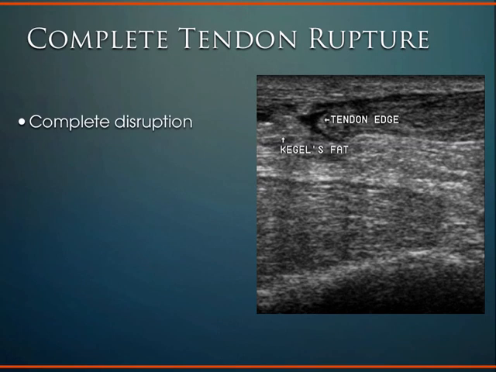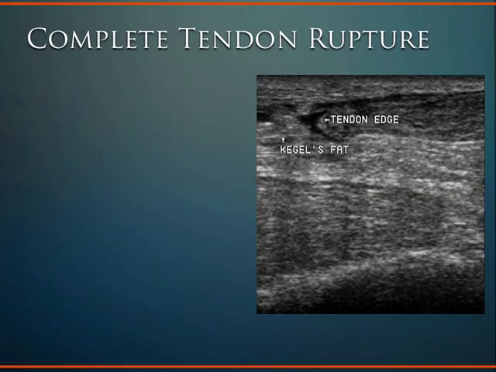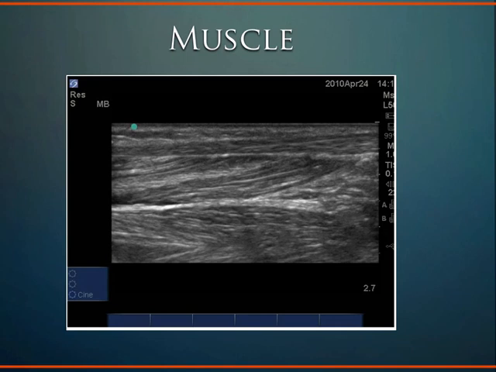Then complete tear, basically what you can see on this image here is this is the leading edge of the tendon, should be connecting to this part of the tendon, but there's obviously disruption there, retraction of the tendon, localized fluid collection, and if you were to take that through range of motion, you would basically see that tendon stub basically retract, and you can see that dynamically. So that can be quite helpful. So we'll move on to muscle.